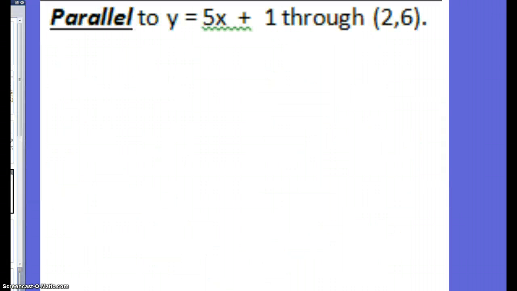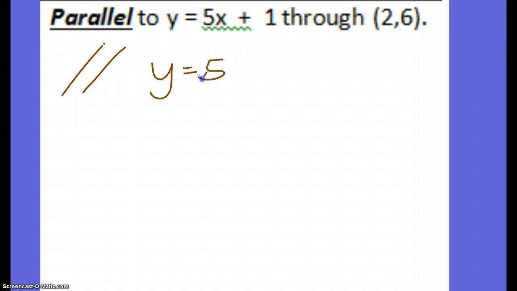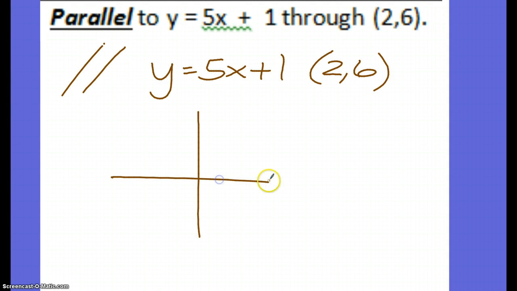Okay, we're going to go through some examples. You want a line that's parallel to y equals 5x plus 1 that goes through the point 2, 6. So what this is actually saying is if you were to graph this, start at 1 and up 1, 2, 3, 4, 5 over 1.